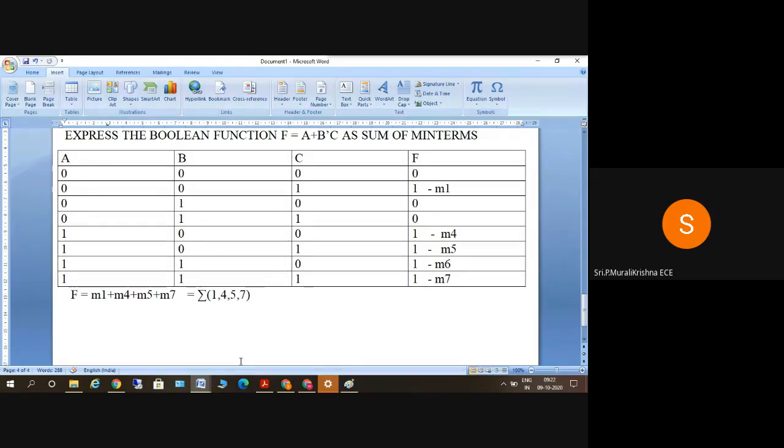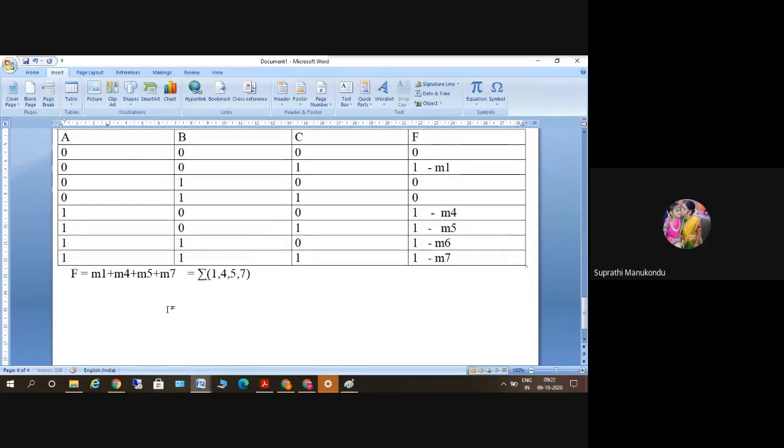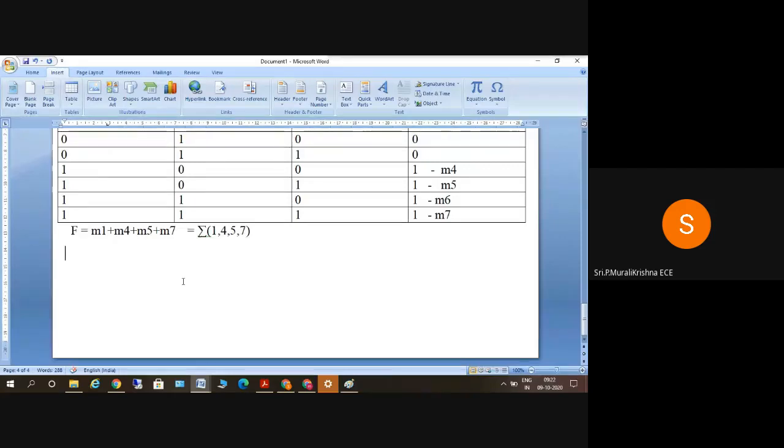Fine. So these are the minterms here, and the maxterms are nothing but 0, 2, 3, 6. So those are the maxterms. Okay, you getting my point? Yes, sir. Okay, and there is another method. We'll wrap it up fast, as we'll be having the next class.